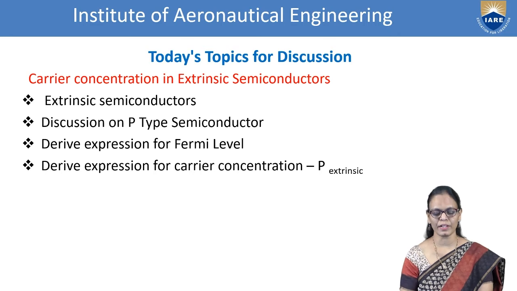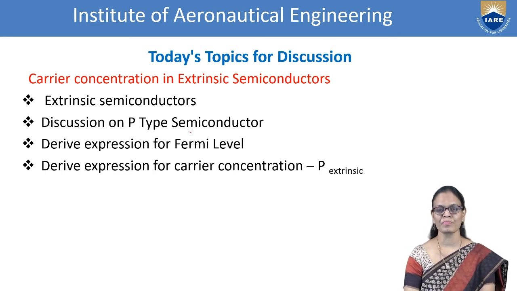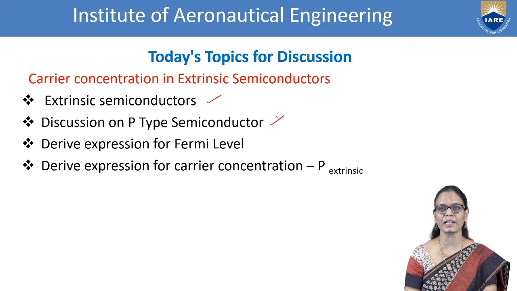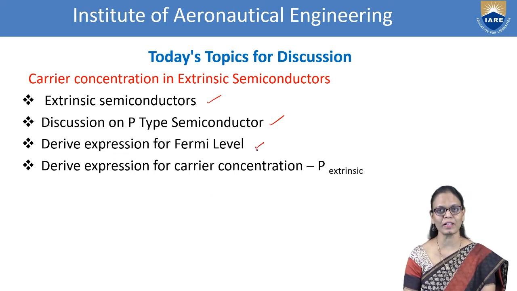Now the brief outline of how we are going to discuss this topic. First, we will try to understand what extrinsic semiconductors are. Then, in extrinsic semiconductors we have two types, and we are going to discuss P type semiconductor. Then we'll derive an expression for the Fermi level. From this derivation, we are going to deduce the expression for carrier concentration, that is P extrinsic, the carrier concentration in P type extrinsic semiconductor.